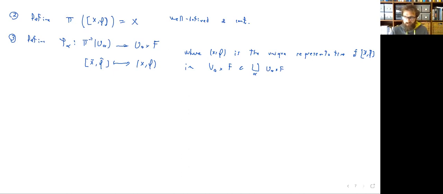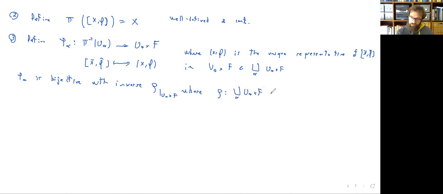So we have to show that this, in fact, is bijective and a homeomorphism. Bijectivity is easy, so it's bijective, because the inverse is simply rho restricted to U alpha times F. But what is this rho? Rho is simply the quotient map from this disjoint union. And I hope you can see that this is in fact the inverse. This is the unique representative, so when you take (x, f) and you take the equivalence class of (x, f), this is precisely the inverse.